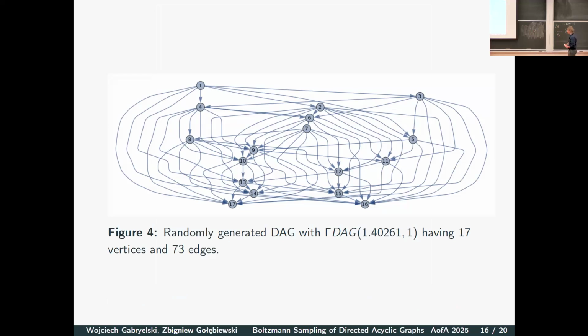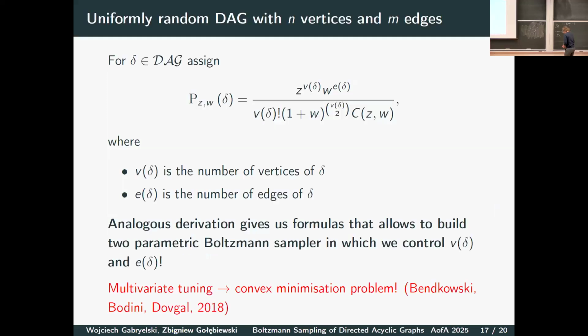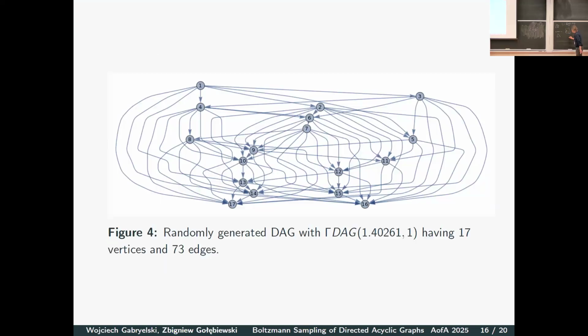And also this graph got 73 edges, which means this is kind of an average graph that you can get, because the average number of edges in a random graph is n square over 4, and if you take 17 square over 4, then you get something about 73.